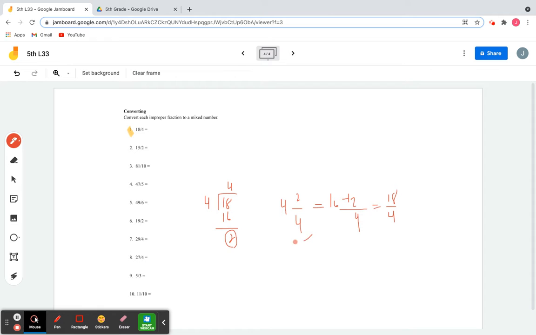So this is the mixed number, but then we have 2 over 4, and this can be simplified. So I'm going to simplify this fraction. I'm going to divide by 2 for both the numerator and denominator. So this is going to be 1, and this is going to be 2, right? So this will be 4 and 1 over 2. Okay, so the final answer will be 4 and 1 over 2.